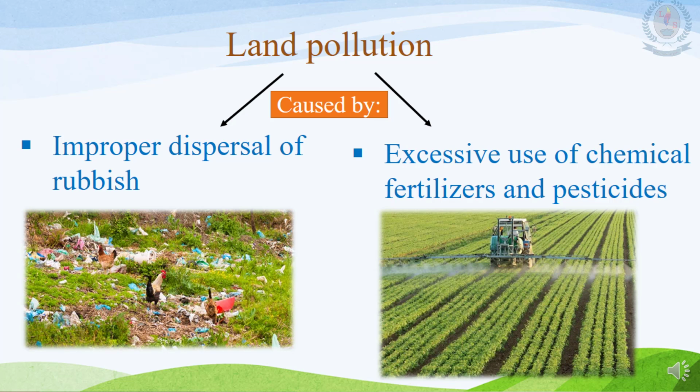And the next cause is excessive use of chemical fertilizers and pesticides. So children, as you know, chemical fertilizers and pesticides are often used in farming. The chemicals can pollute the land and affect the plants and animals living nearby.